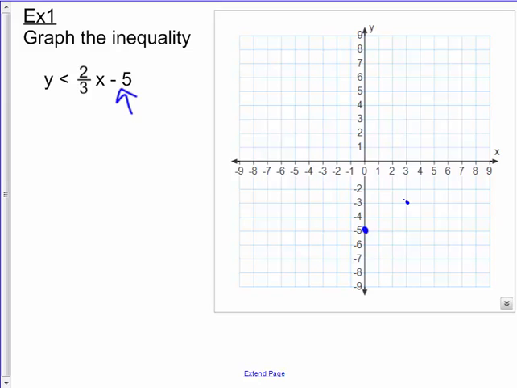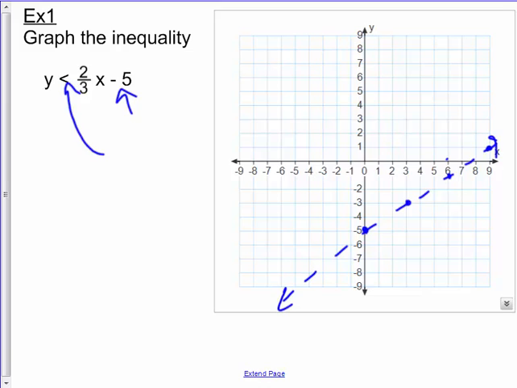So taking a look at example 1 here. I'm going to graph this inequality. I'm just going to graph the line, -5. So I'm going to start at the y-intercept, up 2 over 3. It's less than, so I'm going to use a dashed line to show that I cannot use the points on the line, because the points on the line are equal to.